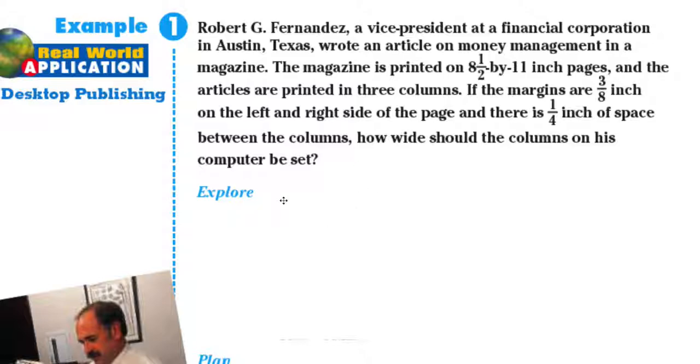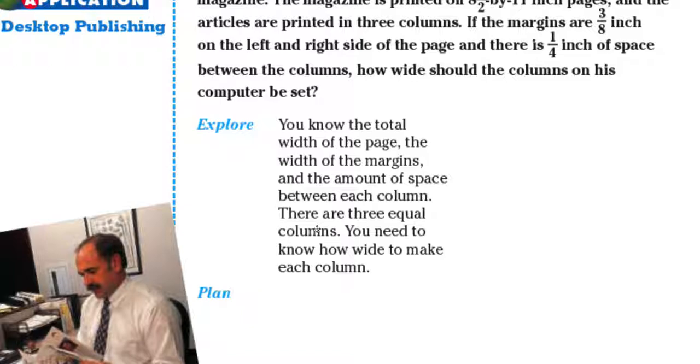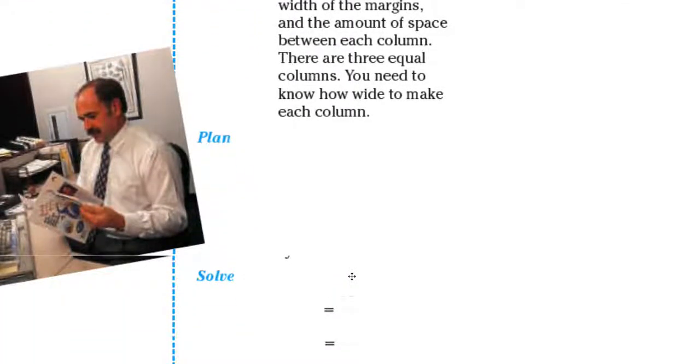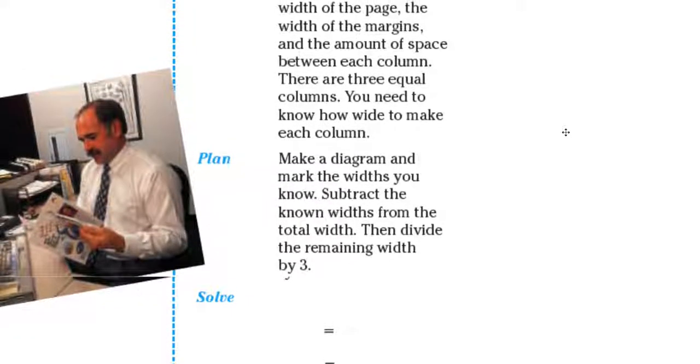Now you know the total width of the page, the width of the margins, and the amount of space between each column. There are 3 equal columns. You need to know how wide to make each column. So that is what we know, and that's what we need to find out. I don't know about you, but I am a visual learner. So you need to make a diagram and mark the widths. Subtract the known widths from the total width, then divide the remaining width by 3.